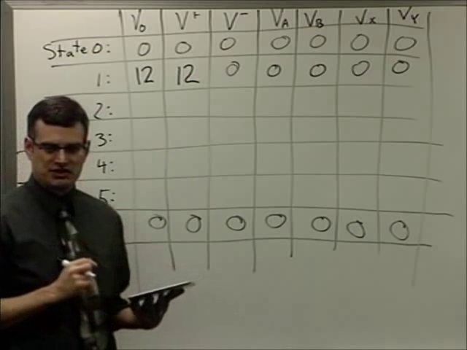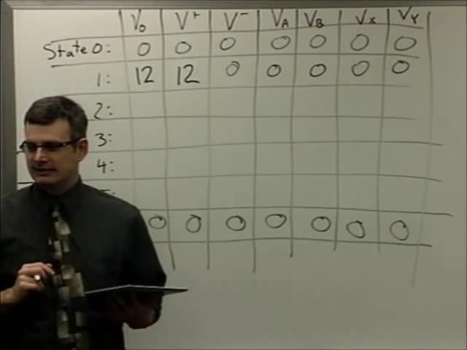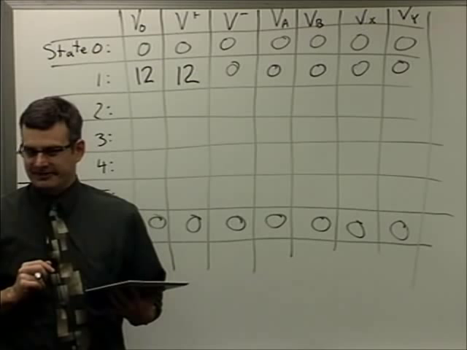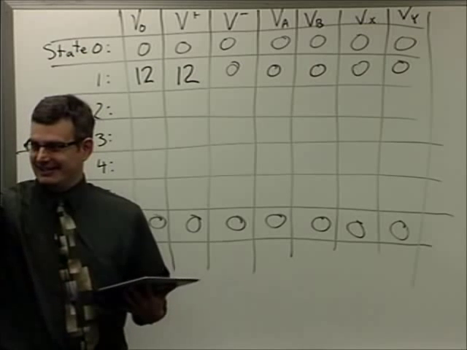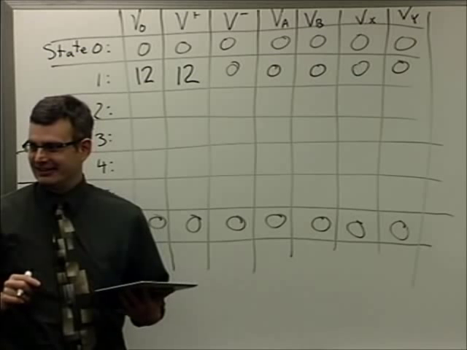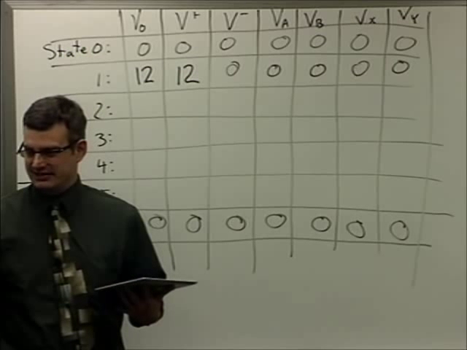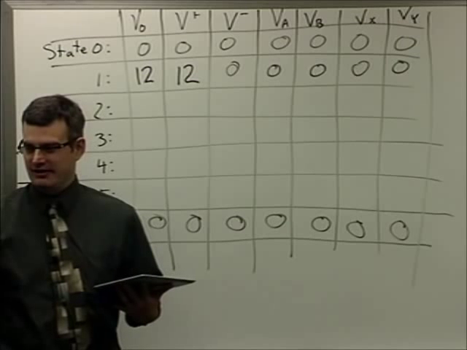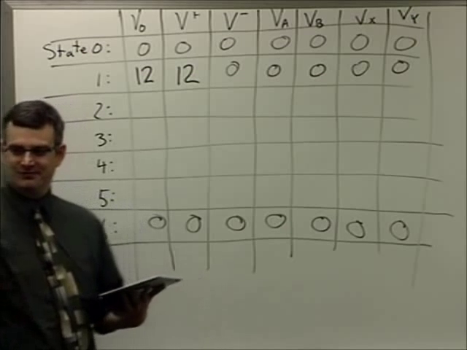Okay, any questions about state one? Yes? Can you explain again why V plus is 12 volts? No. Can somebody else explain why V plus is 12 volts? Yes? There's no backward propagating wave if it's less than one transit time? That's right. There's no V minus. There is only a V plus. V plus plus V minus is equal to V naught. Therefore, V plus plus zero is 12 volts. Oh, so it's going to be equal to V naught, not 24 volts.